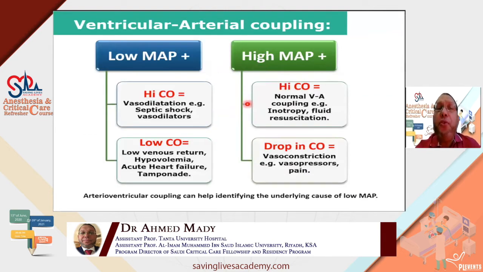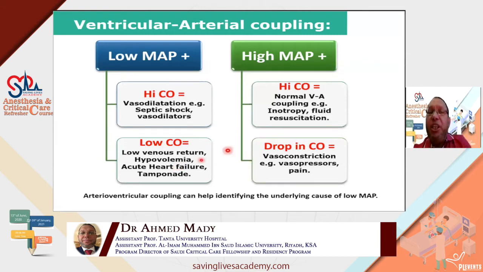If we go through the cardiac output and MAP, here is a flowchart to give you a clue. For example, if you have a patient with low MAP and high cardiac output, almost this patient has vasodilatation, like a septic shock patient, or you are using vasodilators. If you have low MAP with low cardiac output, almost the problem would be in the preload or in heart failure.